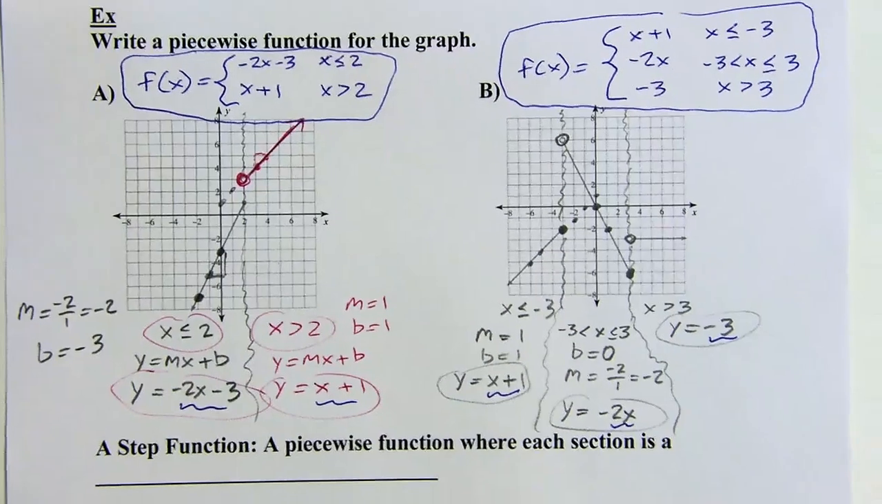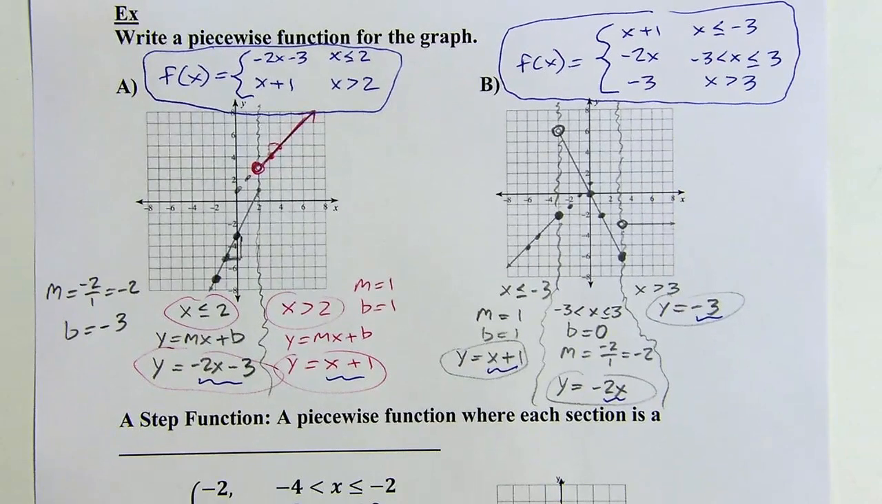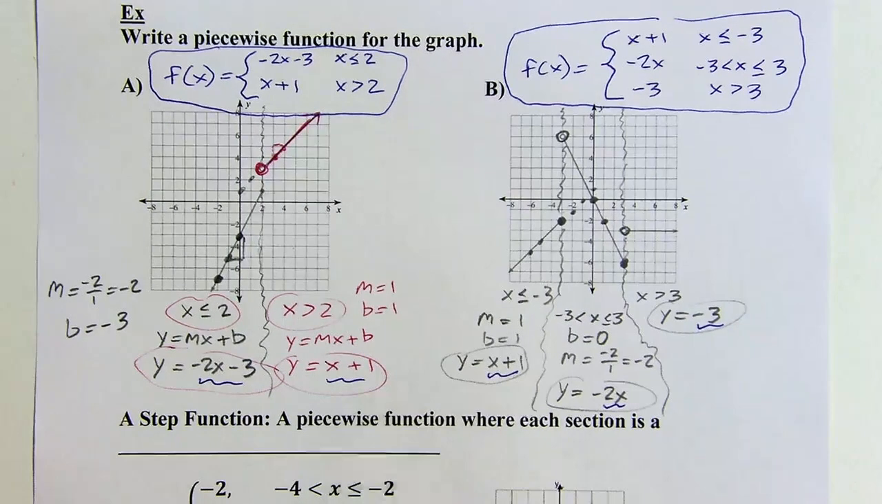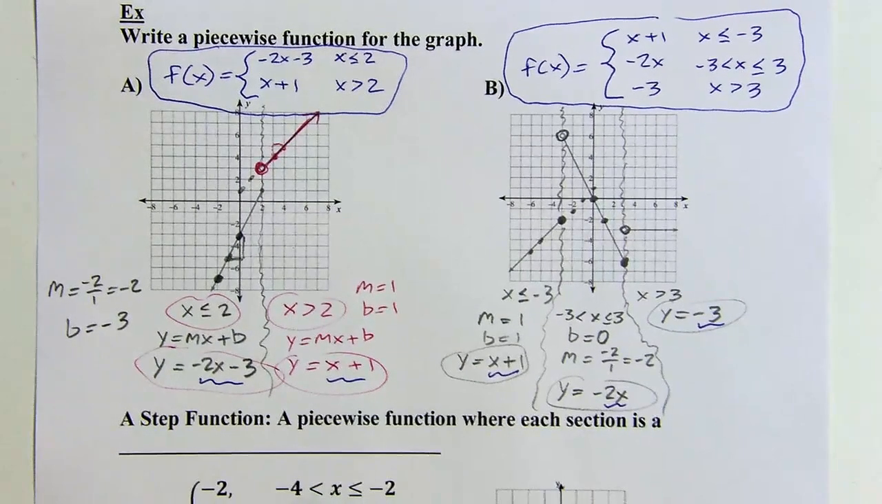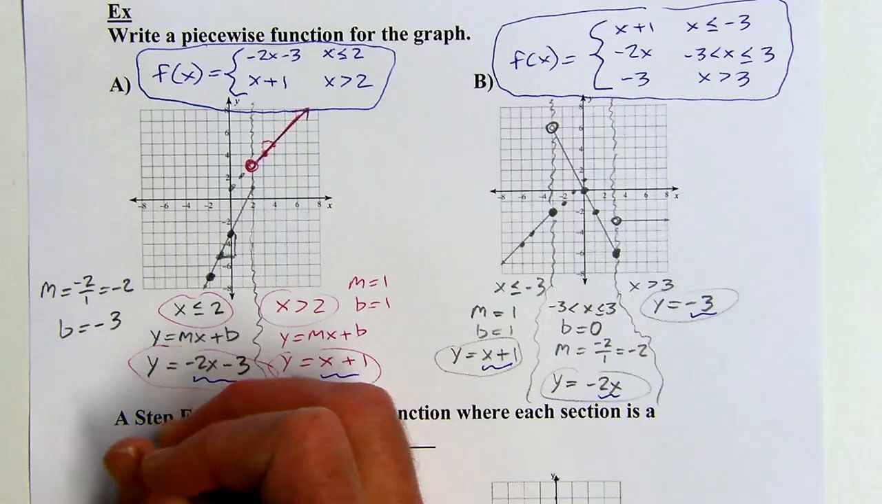All right, next up, we're going to look at a step function. So a step function is a piecewise function. It's a special type of piecewise function where each section is a horizontal line.